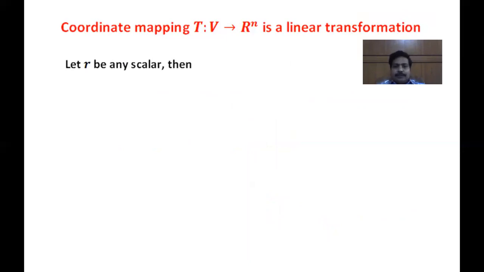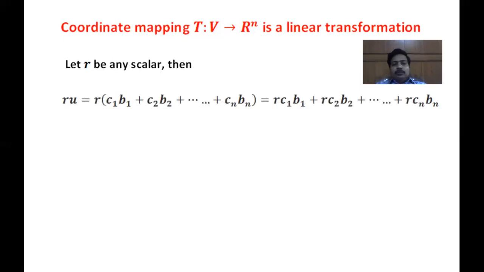Let r be any scalar. Then ru is equal to r times u. u is c1 b1 plus c2 b2 and so on, cn bn. Since r is a scalar and c1 is also a scalar, you can multiply each term with this r. So this is rc1 b1, where b1 is a vector and rc1 is a scalar, plus rc2 b2 and so on, rcn bn.